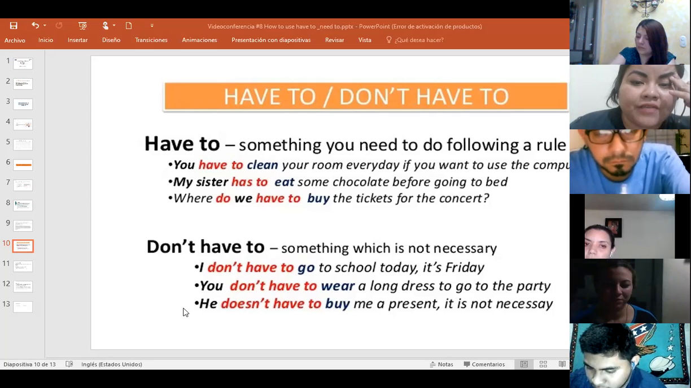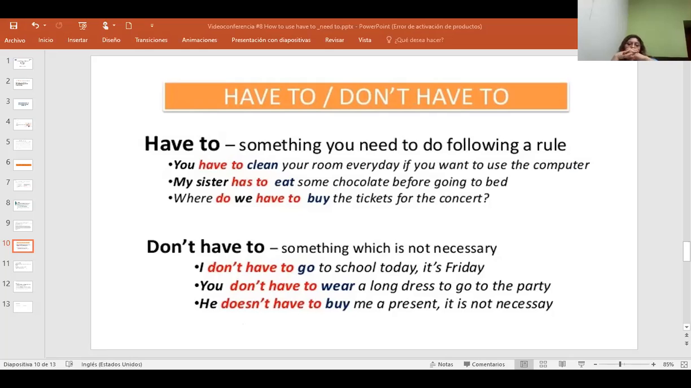Angie, Ana Gabriela, another example. I have to use el uso de mascarilla, ¿cómo podría decirlo? Ya lo acabo de, lo dije hace un minuto. I have to wear a mask. I have to wear a mask.